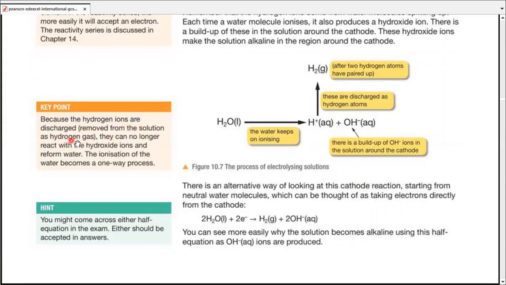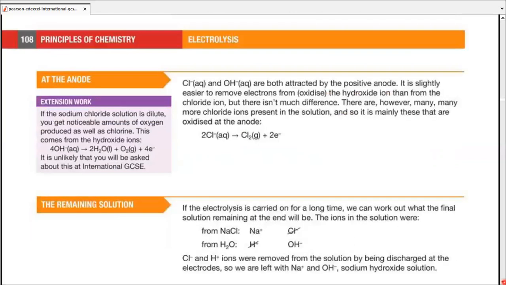Because hydrogen ions are discharged from the solution in the form of hydrogen gas, they can no longer react with hydroxide ions and reform water. The ionization of water becomes a one-way process. That's why you see a single arrow and not a reversible arrow over here. Now, you might come across either half equation in the exam. Either should be accepted in answers. You may write this one or you may write this one. Both of them are acceptable in exams, and for both of them you get the complete marks. You can write whichever one you want.